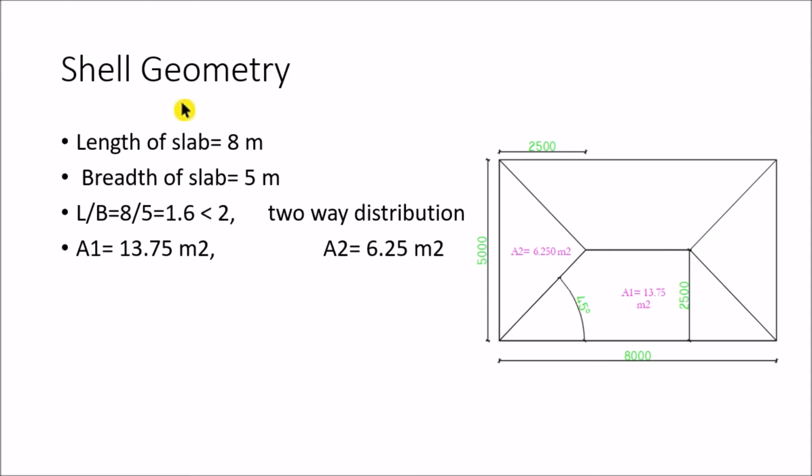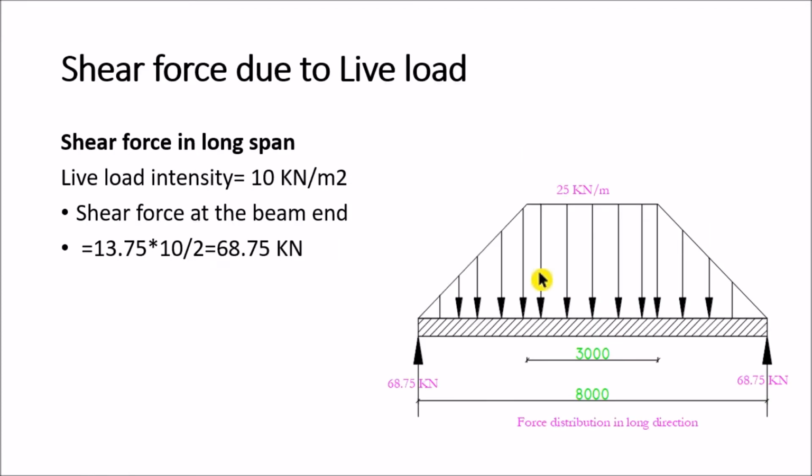For the manual calculation, I have chosen a slab of 8 meter length and breadth of 5 meter. It means the L by B ratio is less than 2. Now, if the L by B ratio is less than 2, it acts as a two-way slab. It means two-way distribution. This trapezoidal portion has the area of 13.75 meter square, and this triangular portion has the area of 6.25 meter square. Then shear force due to live load.